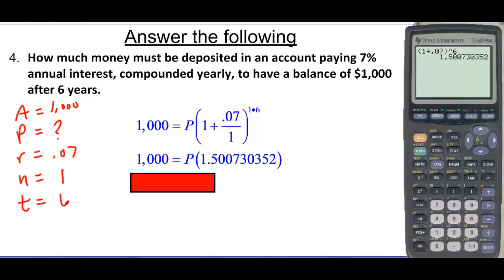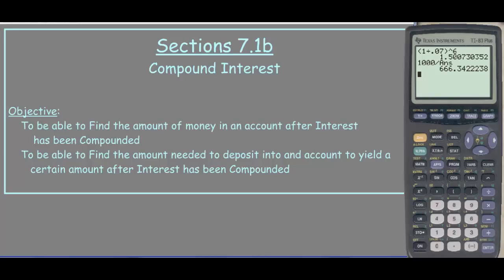But again, I want to take 1,000, divide by that answer. And in order to have $1,000 in this account after 6 years, I would have had to put in $666.34. I hope you feel a little bit better about compound interest, either finding the amount you need to put into an account or the amount in the account after interest has been compounded.